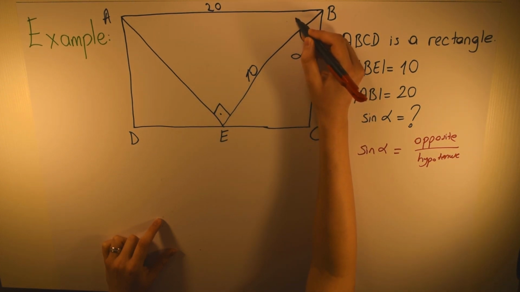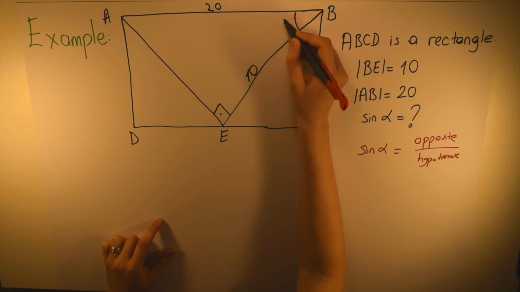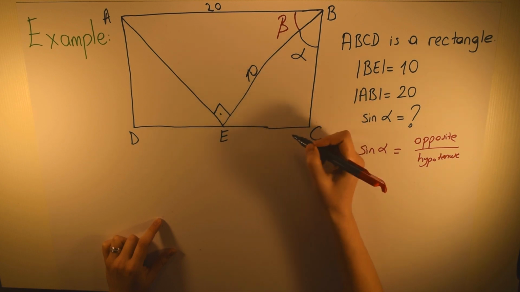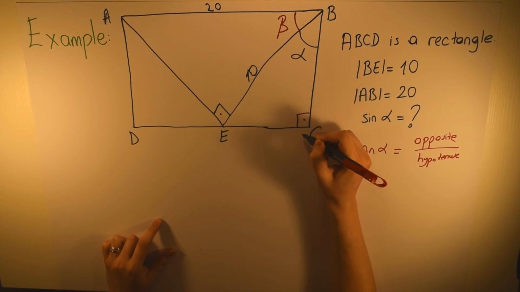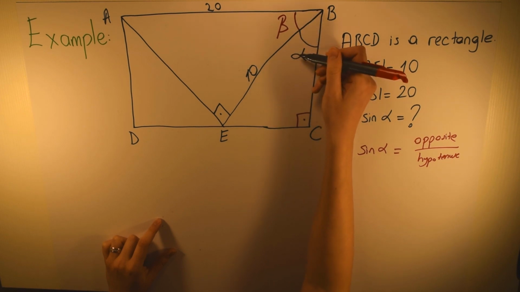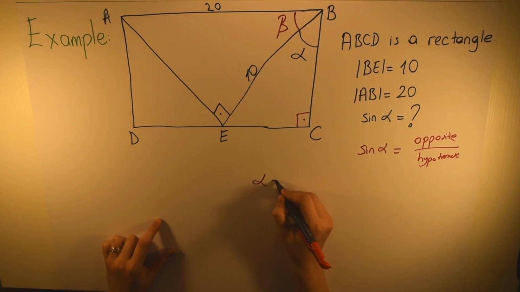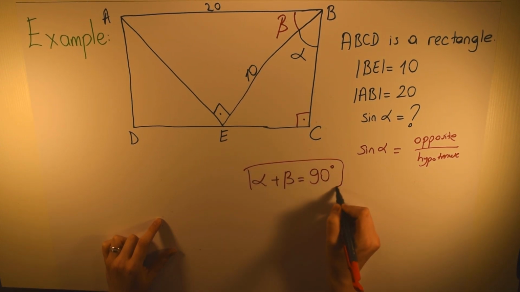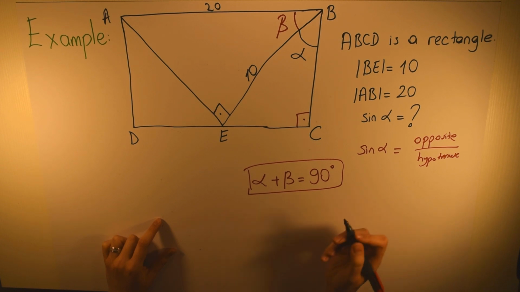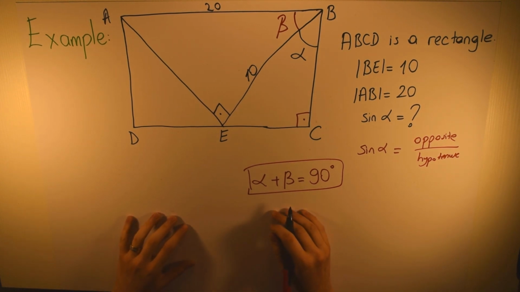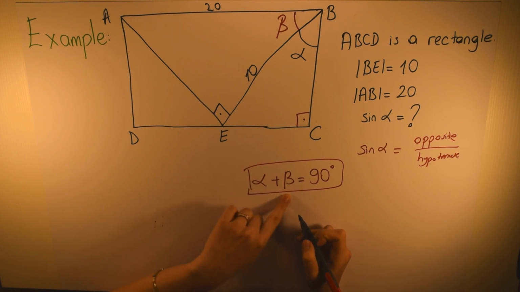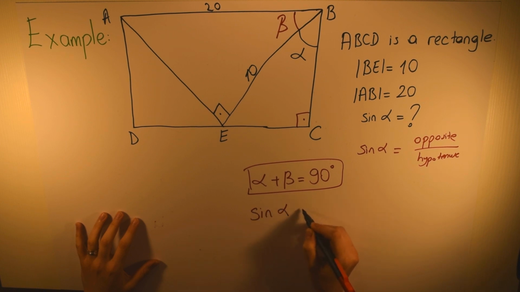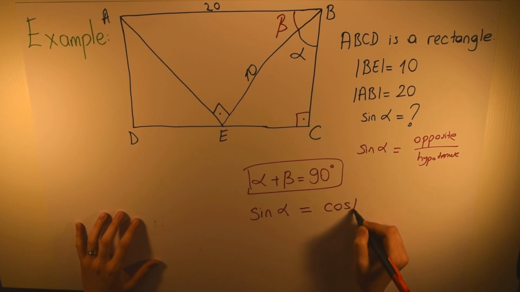If we draw another angle here, let's call it beta. As this is a rectangle, it all has to equal 90 degrees. Also here, alpha plus beta is equal to 90 degrees, right? So now we can use that rule with complementary angles. These are the complement to each other. That's why we can say that sine alpha is equal to cosine beta.